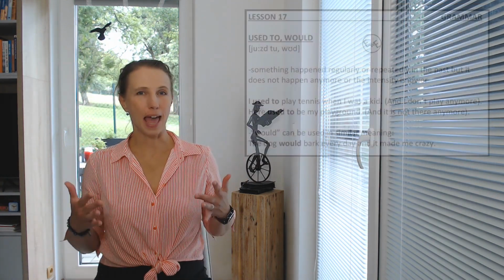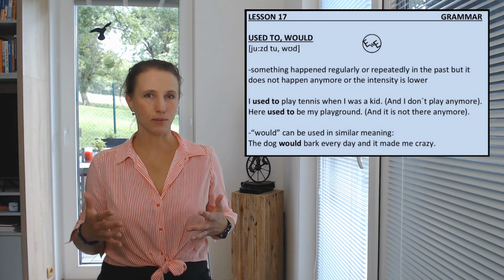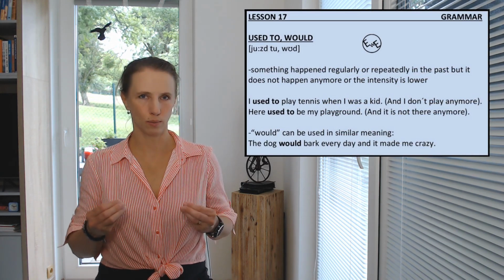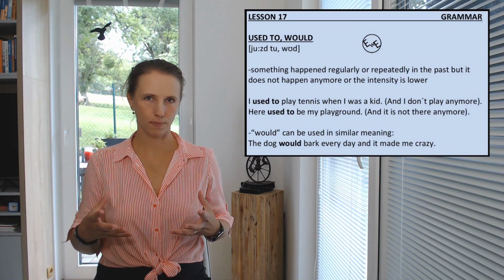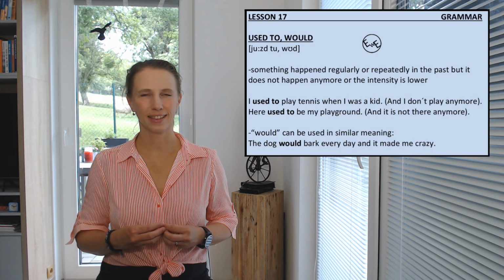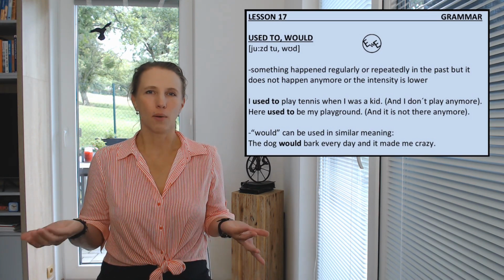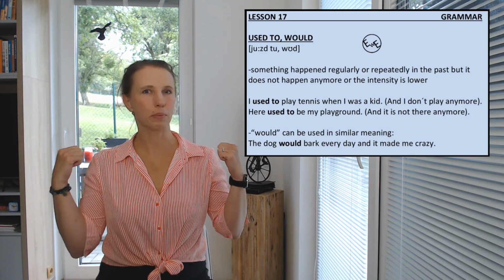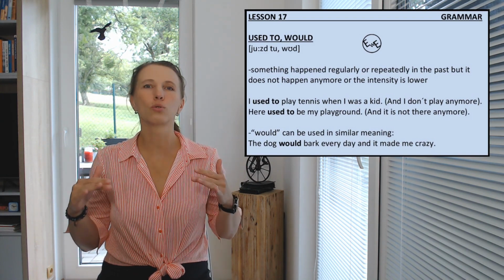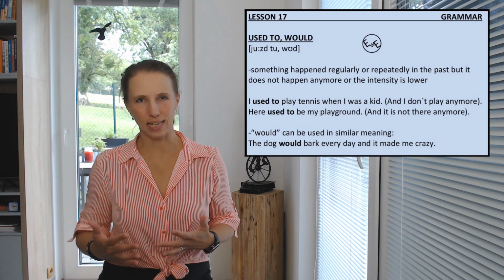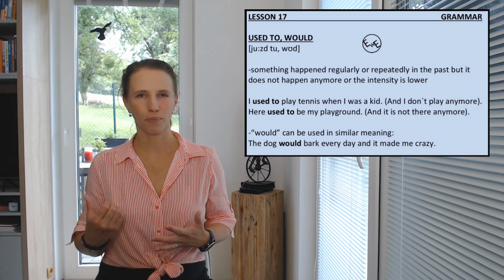If something happened regularly in the past, repeatedly in the past, we can use used to or would. Let's see a few examples. I used to play tennis when I was a kid, but now I don't play it anymore. So you can see that you used to do it repeatedly in the past, but you don't do it anymore, or not in such intensity as you did it before.